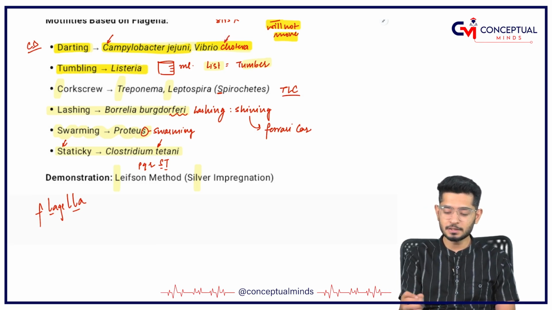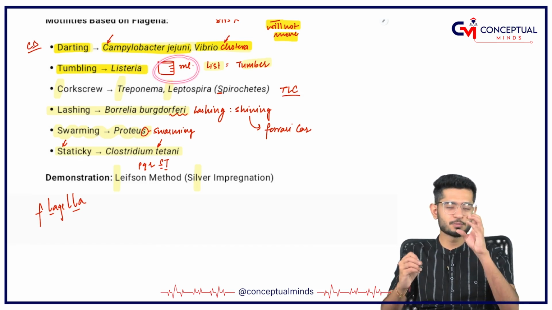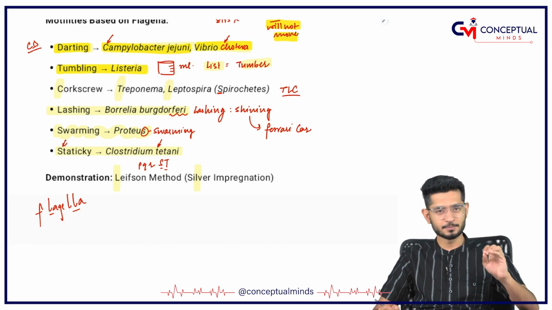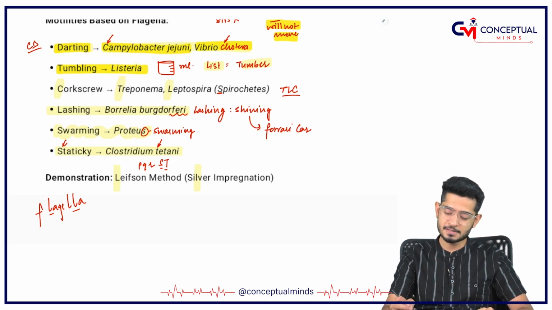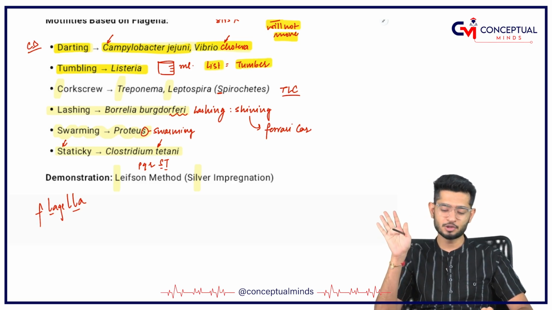Tumbling. Have you seen the tumblers which are used by small children? They have a list of 100 ml, 200 ml and everything on that. So my dear friends, list on the tumbler, that means tumbling motility by Listeria.